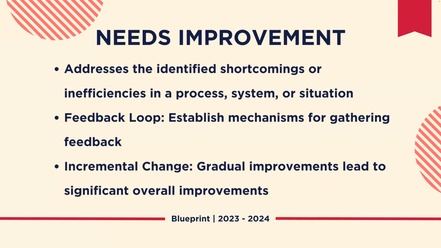And our last type of solution is the needs improvement solutions. And this addresses and identifies the shortcomings or inefficiencies in a process, system, or situation. So one of the characteristics is the feedback loop. And that basically establishes mechanisms for gathering feedback so you can improve it. So most of these needs improvement solutions have some sort of feedback loop. So you can acquire and gather data or feedback from your customers so you can improve your product based on that feedback. And another one is incremental change.